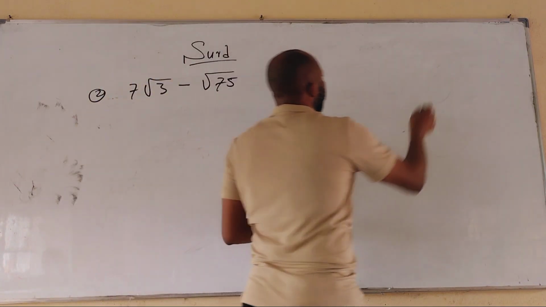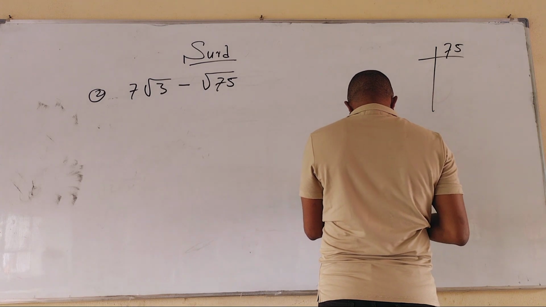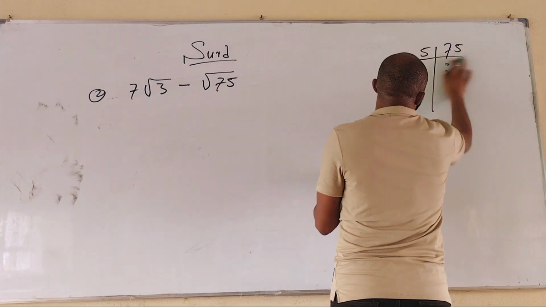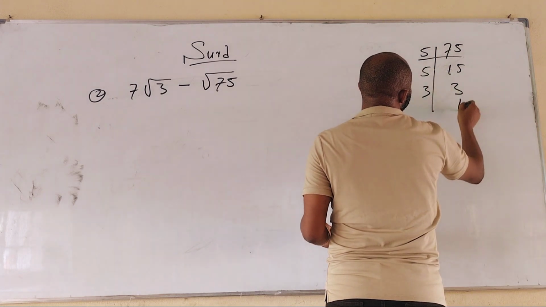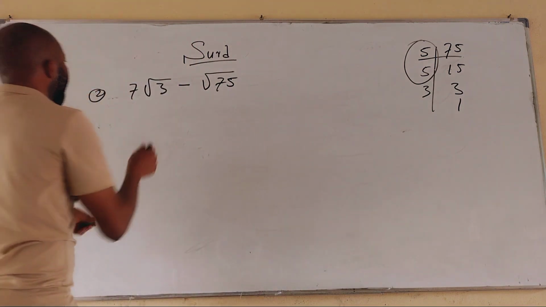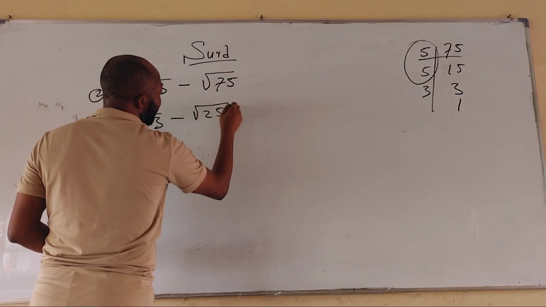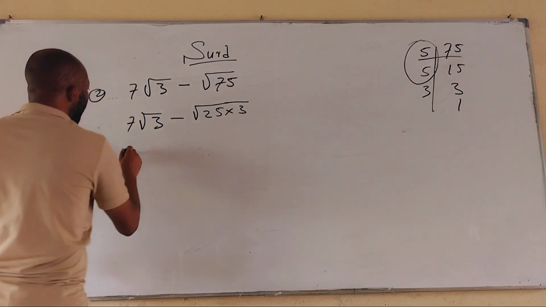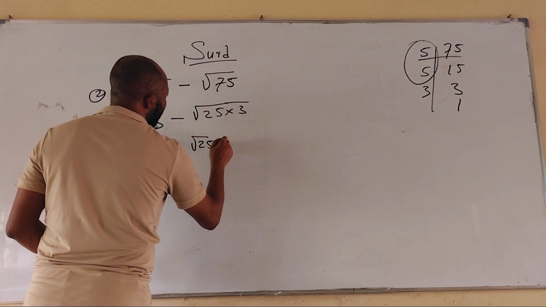So I will draw my table as usual. 75 divided by 5 will give me 15. 5 goes here will give me 3. 3 goes here will give me 1. So this is 25 times 3. So now I have 7 root 3 minus the root of 25 times 3. 25 times 3 is 75. I'm trying to simplify that. So I have 7 root 3 minus the root of 25 times the root of 3.